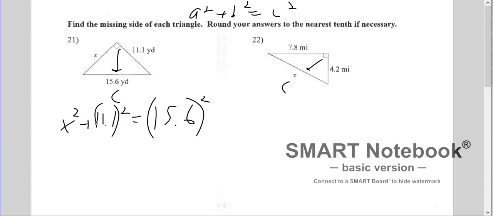And my calculator went missing. Where's my calculator? Okay, hold on.